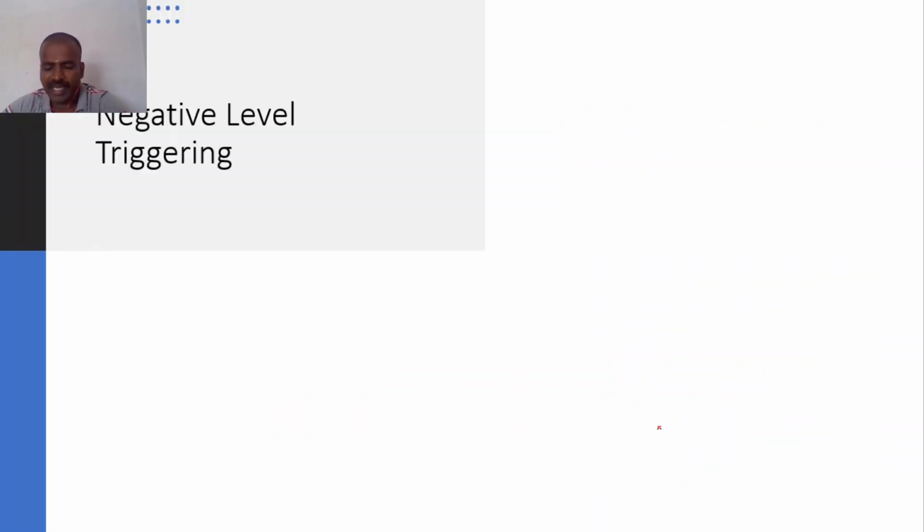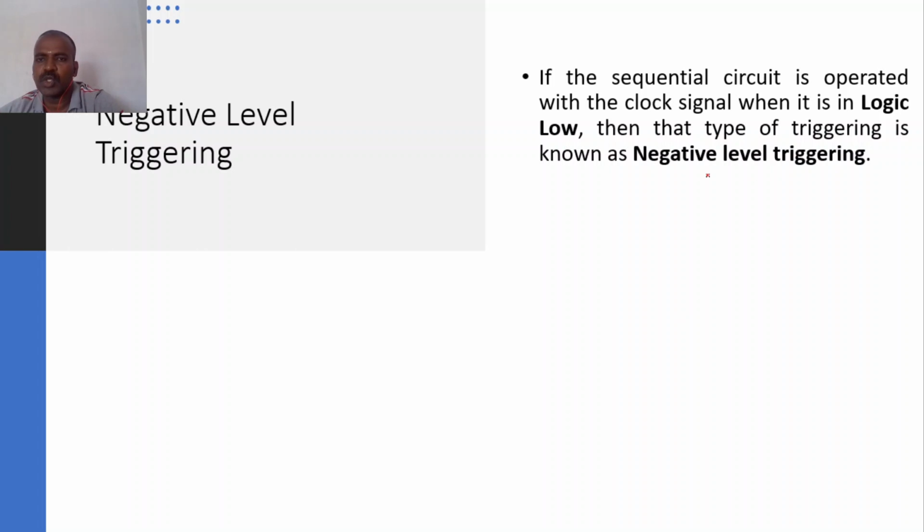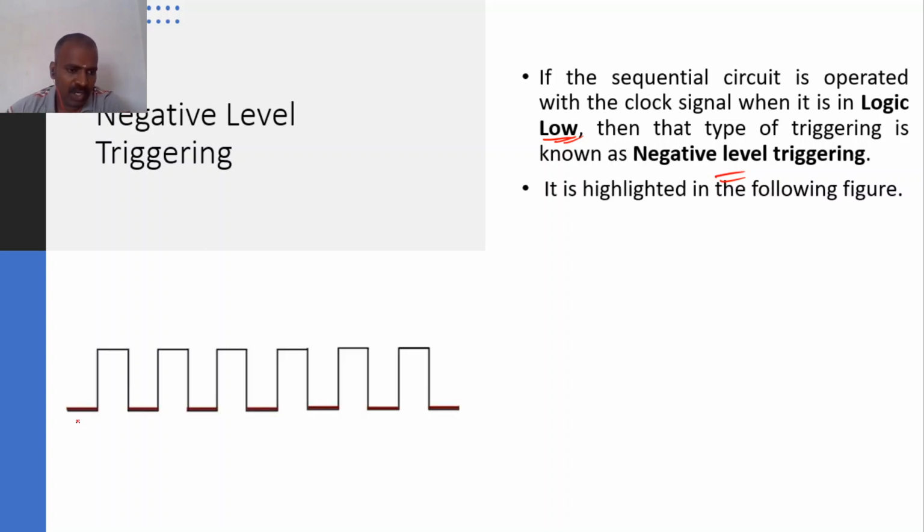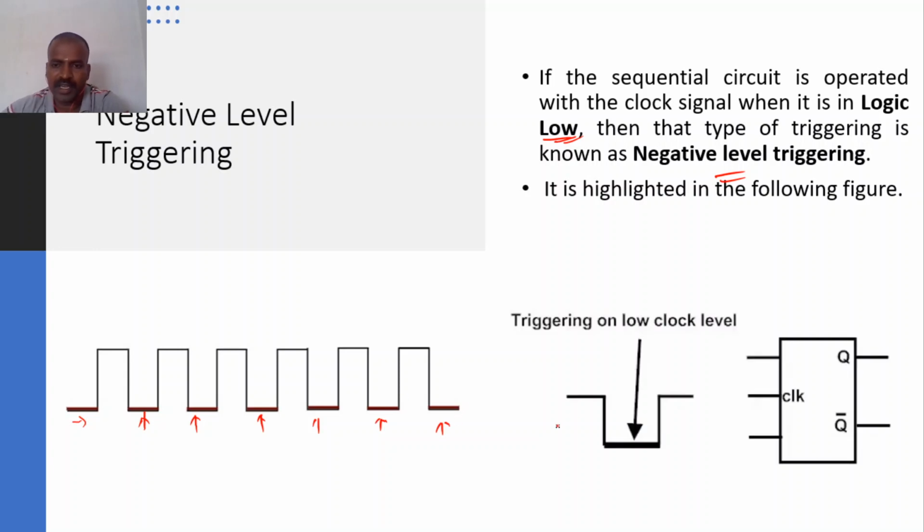And negative level triggering. When a sequential circuit is operated with a clock signal while it is in the logic low, it is called negative level triggering. Have a look at this picture. The low level is marked in the clock signal. This is what low level triggering is.